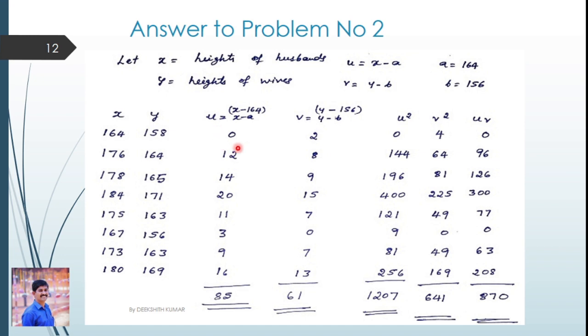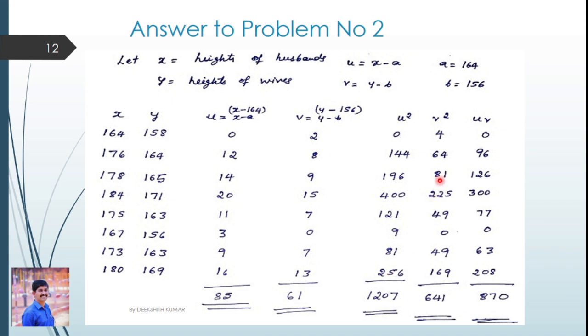0 into 0 is 0. 12 into 12 is 144. 14 into 14 is 196. 20 into 20 is 400. 11 into 11 is 121. 3 into 3 is 9. 9 into 9 is 81. 16 into 16 is 256.